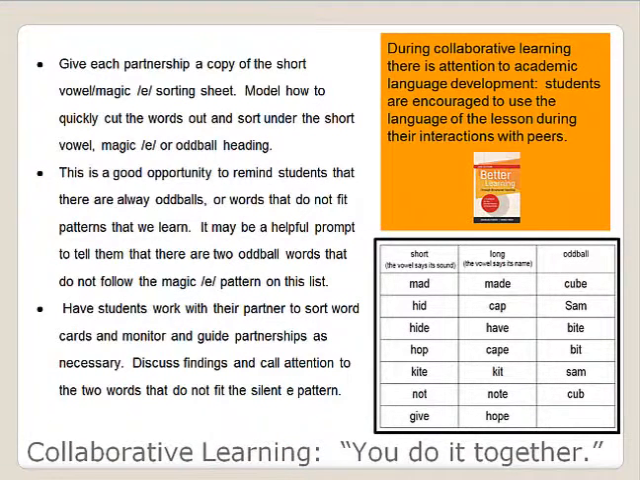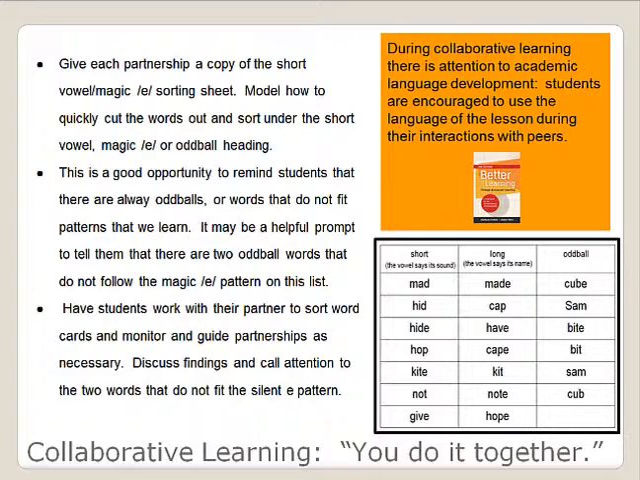Give each partnership a copy of the short vowel magic E sorting sheet. Model how to quickly cut the words out and sort under the short vowel, magic E, or oddball heading. This is a good opportunity to remind students that there are always oddballs, or words that do not fit patterns that we learn. It may be a helpful prompt to tell them that there are two oddball words that do not follow the magic E pattern on the list.